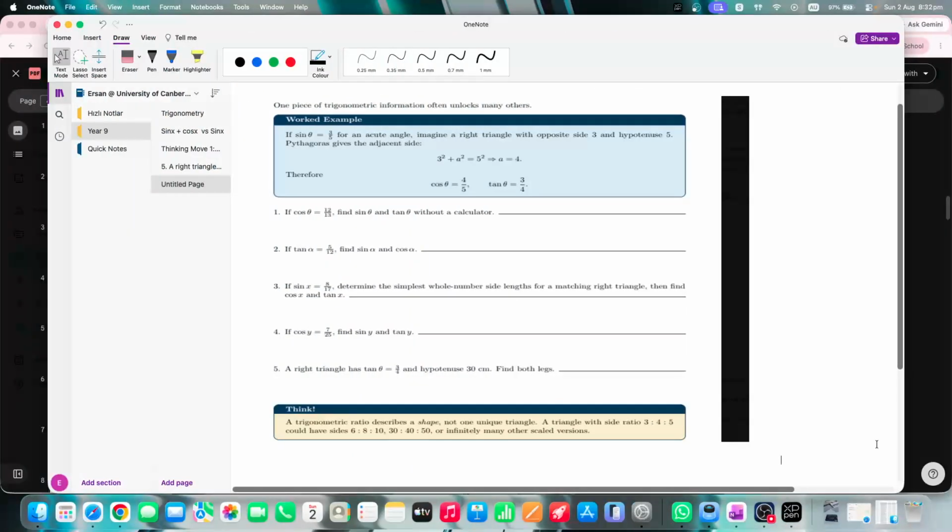So let's take a look at questions of this type, when you are given something like sine x or cosine x or tan x, for example. First of all, about this part, as I told you, this is from AI. It says 3 squared plus a squared equals 5 squared, and a is 4. Guys, I do not appreciate this approach that much.